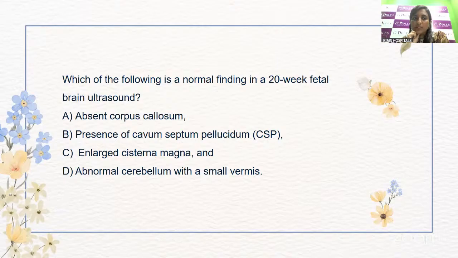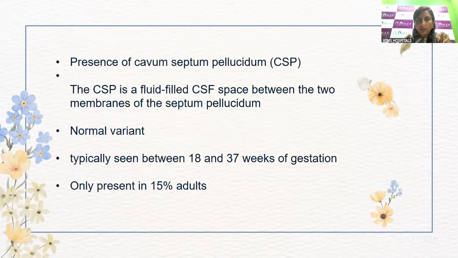Absent corpus callosum, presence of cavum septum pellucidum, enlarged cisterna magna, abnormal cerebellum with a small vermis. So the presence of cavum septum pellucidum is a normal finding. The cavum septum pellucidum is a CSF fluid-filled space within the two membranes of the septum pellucidum. It is a normal finding, especially seen within the second and third trimesters.